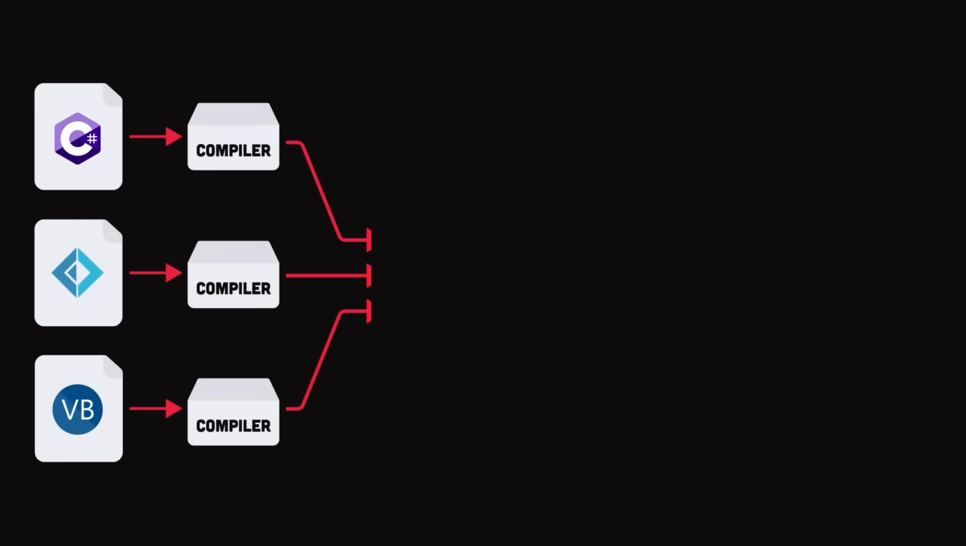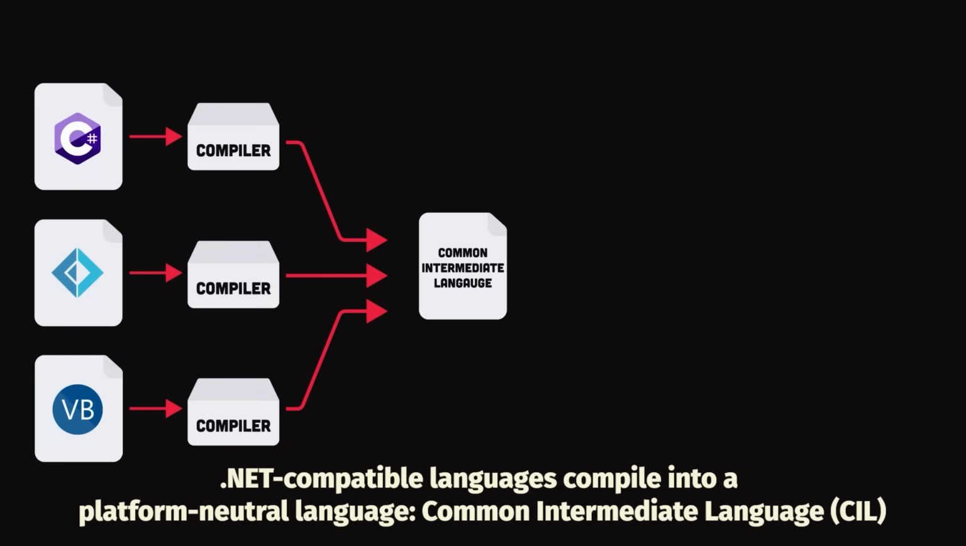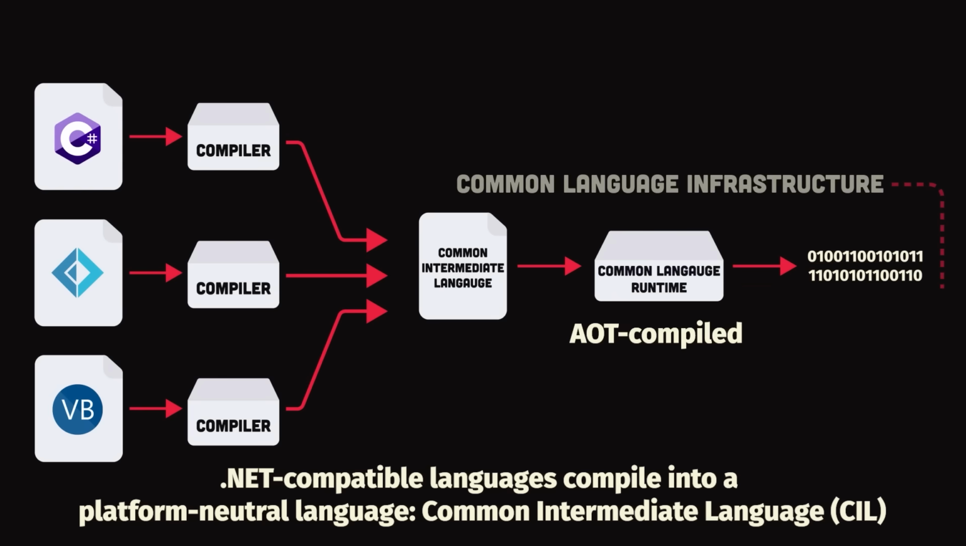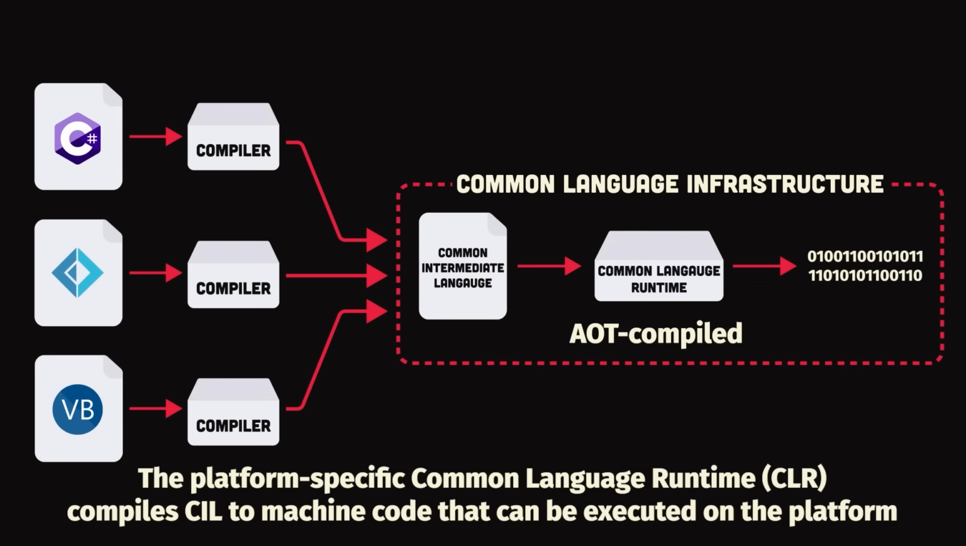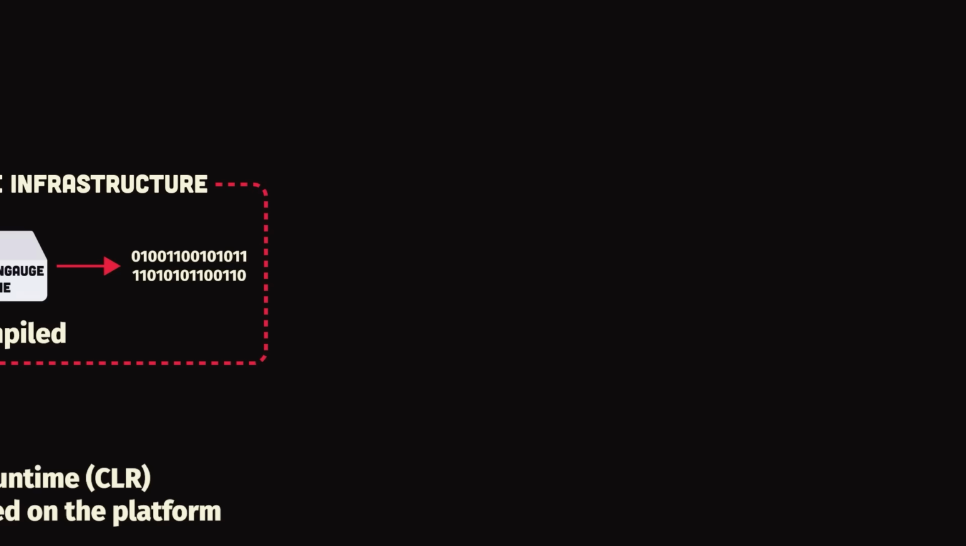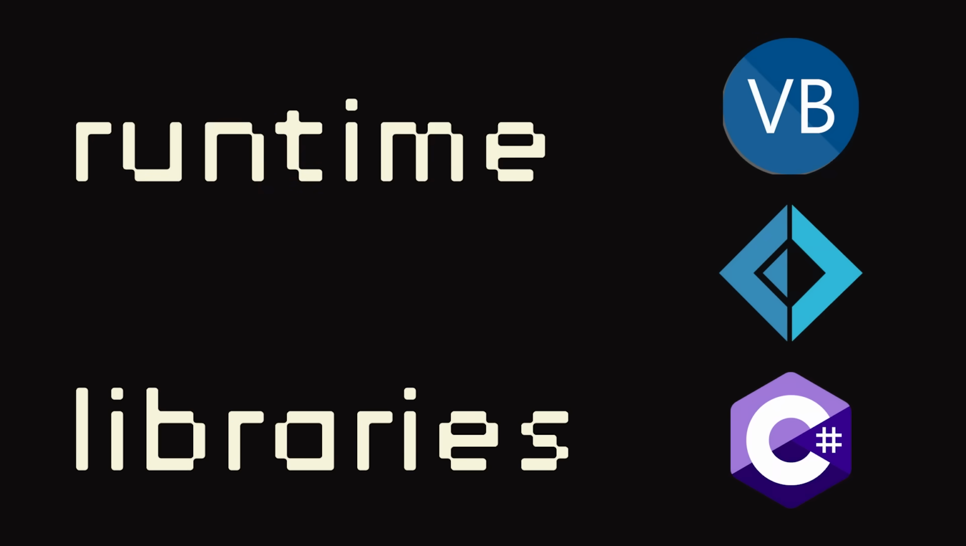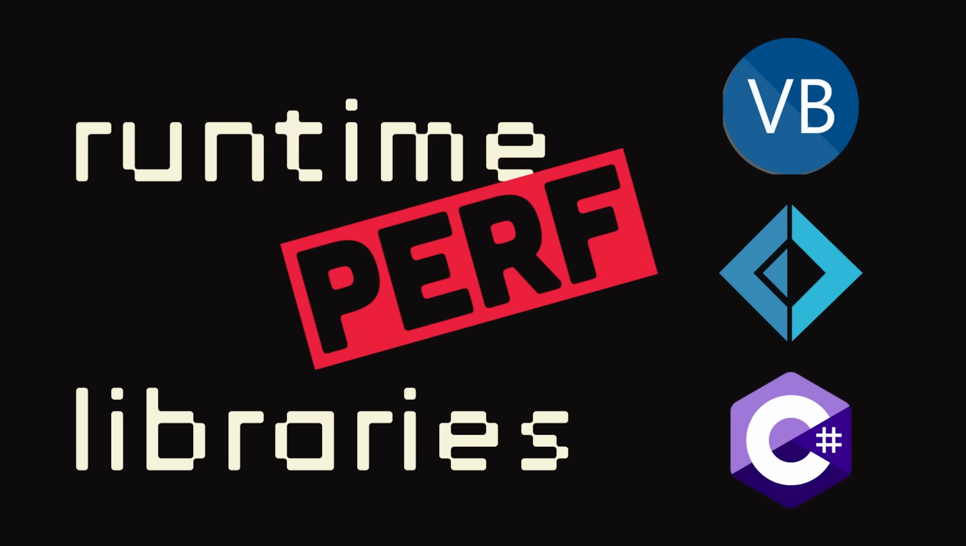No matter which language you choose, they all get compiled into an intermediate format called Common Intermediate Language, then just in time or ahead of time compiled into native machine code by the Common Language Runtime. This design lets multiple languages share the same runtime and libraries while still delivering near-native performance across platforms.